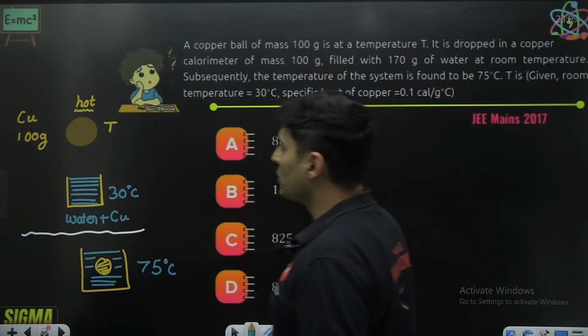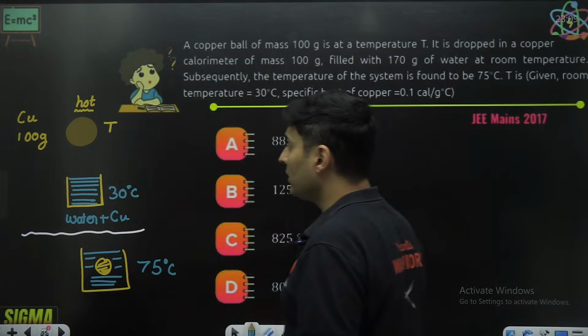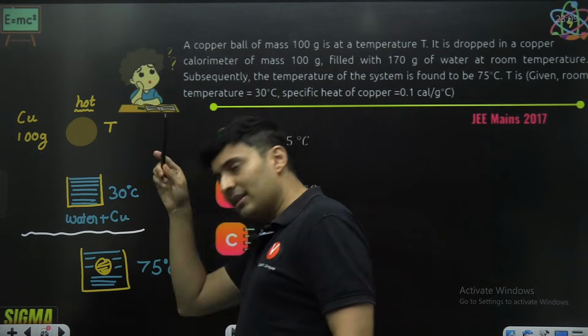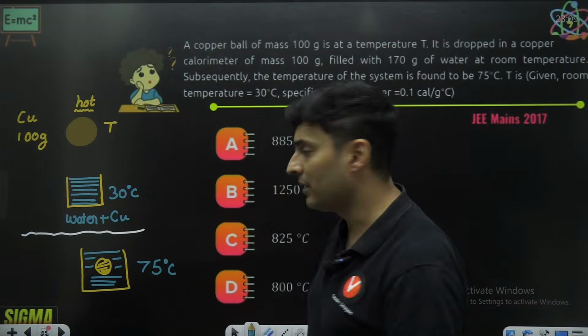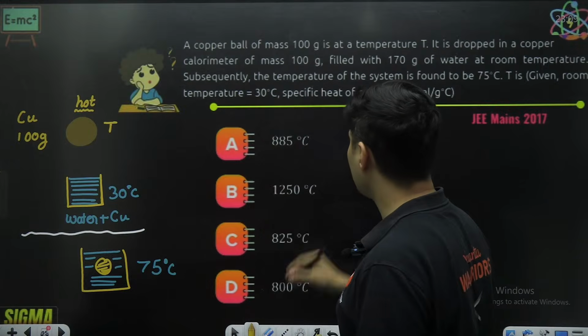Now, looking at these diagrams, we can mentally picturize who is losing, who is gaining in this battle. It's obvious that this copper ball was hot. It is losing the heat. This copper vessel and the water were cold. They are gaining the heat. So the equation should look probably like this.